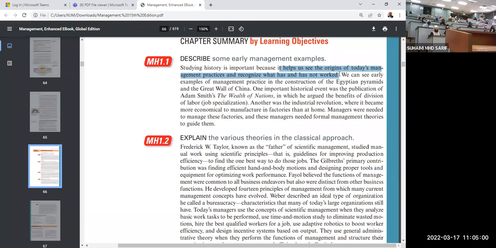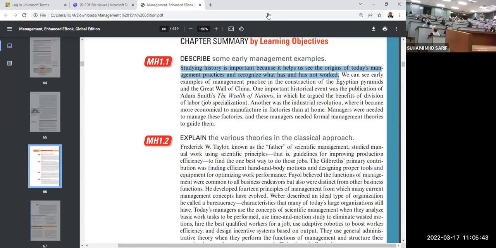The first paragraph will be the thesis statement. Studying is important because of this. This is called the thesis statement, because it highlights the 2 points. Next paragraph, you start to have the origin of today's management. Another paragraph, origin, then you explain. This is one paragraph only, but you have to break it. First paragraph is the thesis statement.